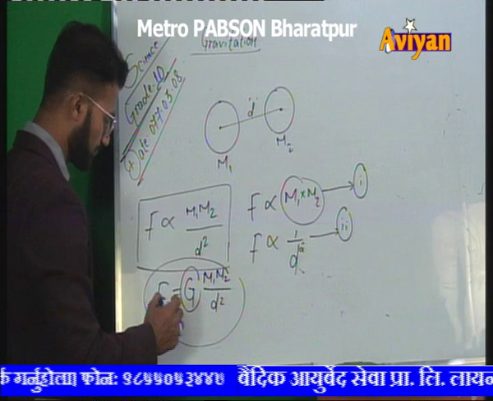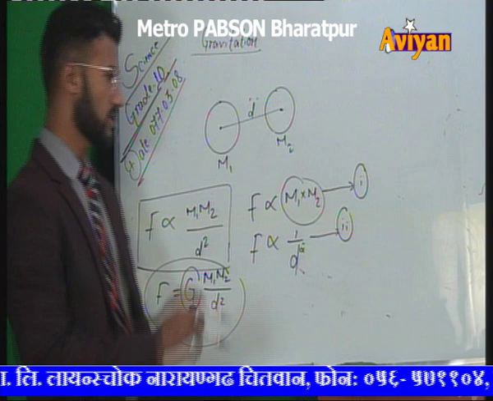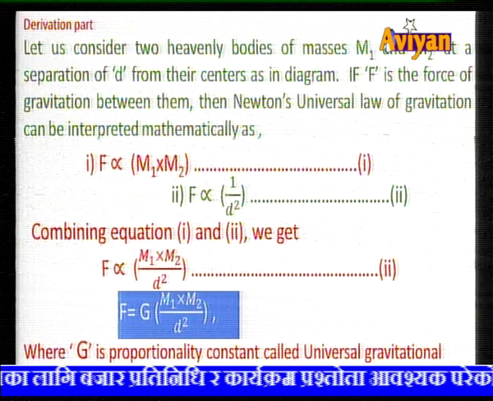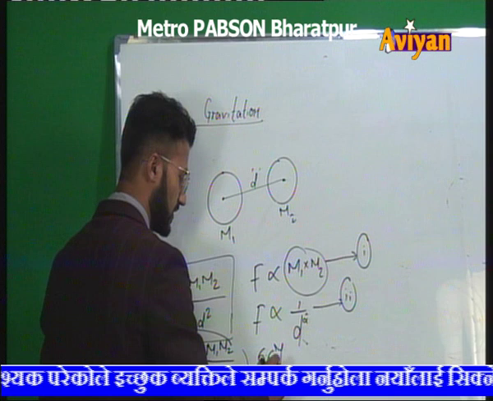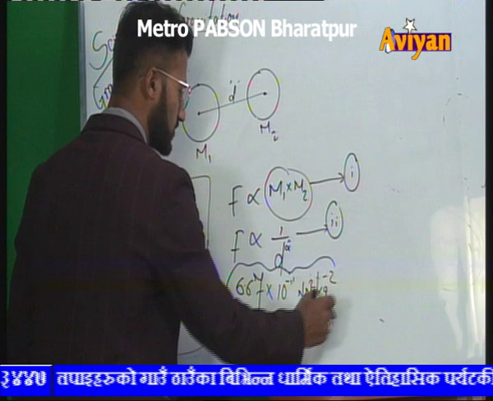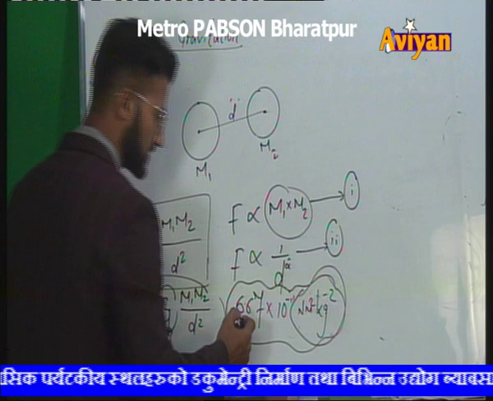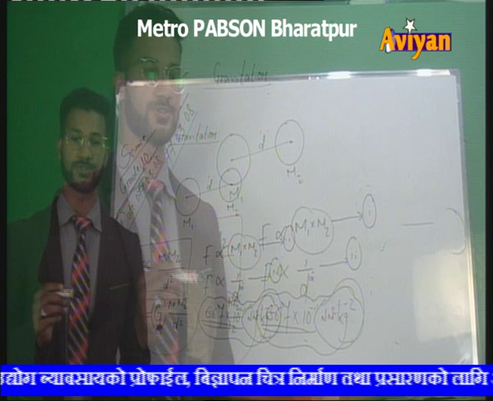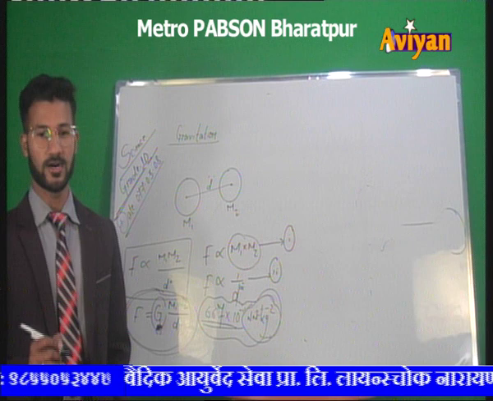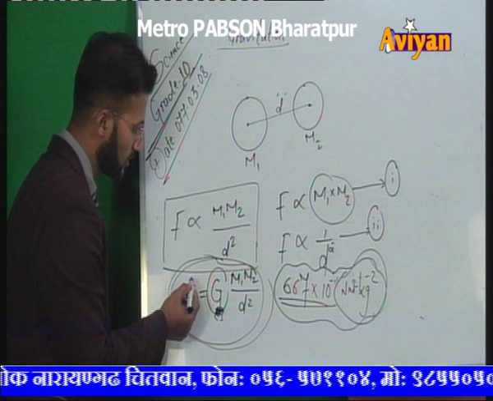And let me further talk about this capital G. On the screen also you can see capital G is called the proportionality constant, called the universal gravitational constant, and its value is found to be 6.67 into 10 to the power minus 11 Newton meter square per kg square. I'll be explaining how this unit comes soon. This value, I said, was found experimentally, and this is 6.67 into 10 to the power minus 11. This is what we call the mathematical form of Newton's universal law of gravitation. From this expression also, you can find out on what two factors force of gravitation depends. Force of gravitation depends on these two factors.